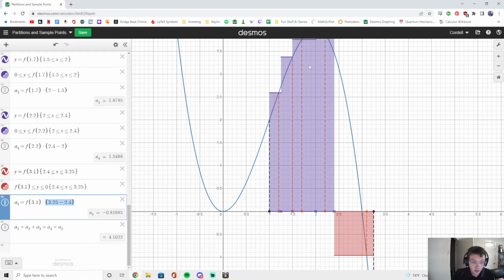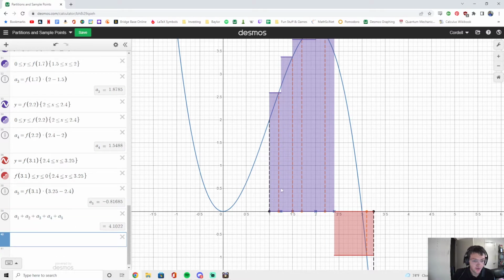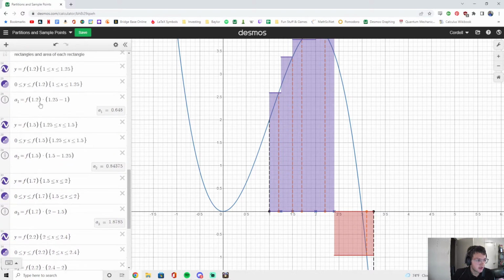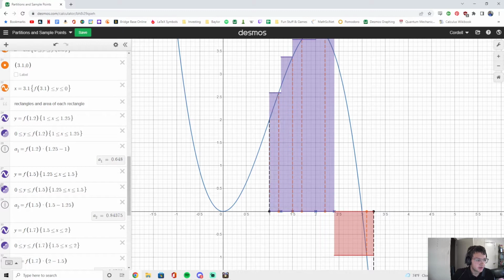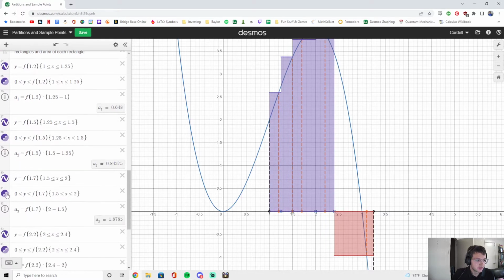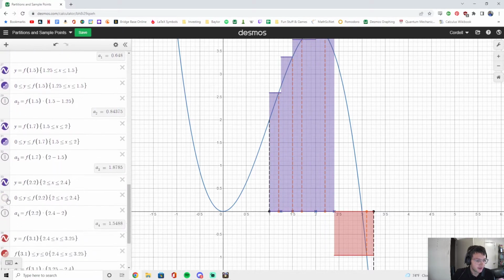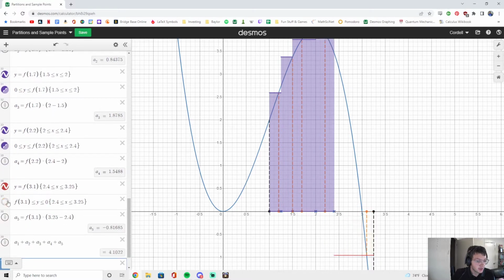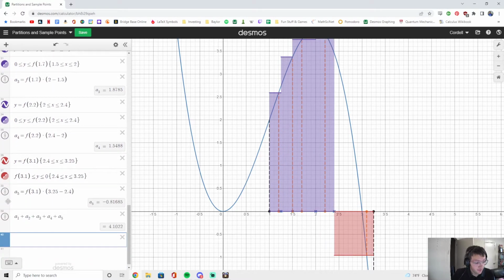The total area under the curve based on this estimate, based on this partition and sample points, we can find by just adding our areas together. We get 4.1022. So if we add the area of this leftmost rectangle, plus the area of this rectangle, plus this rectangle's area, plus this rectangle's area, plus this rectangle's area, which again is negative, we get 4.1022.